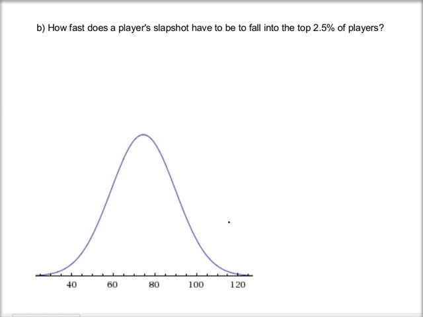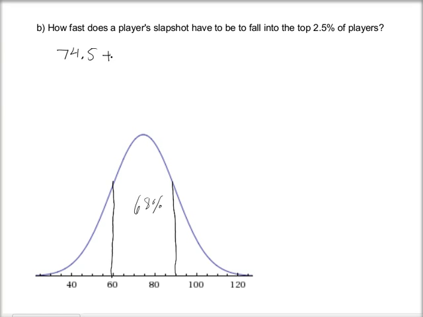For part B, how fast does a player's slap shot have to be to fall into the top 2.5% of players? Well, we know that if we take one standard deviation away from the mean like we did in part A, which is this area on my chart, this is 68% of the players. If I go out to two standard deviations, let's see how far that is.